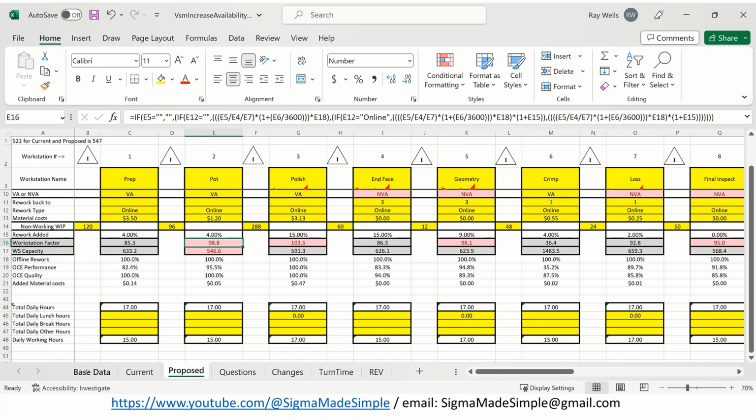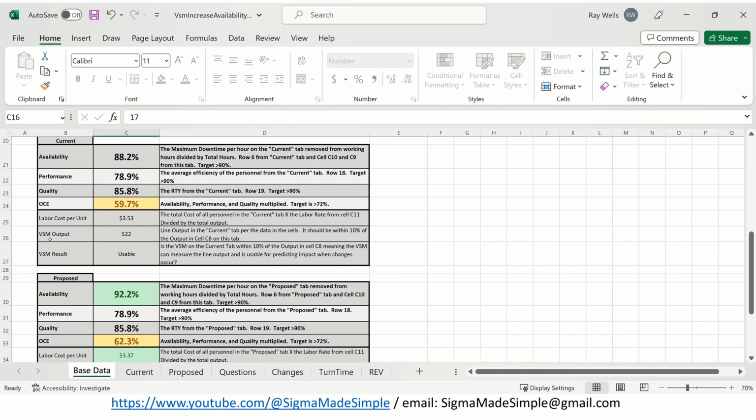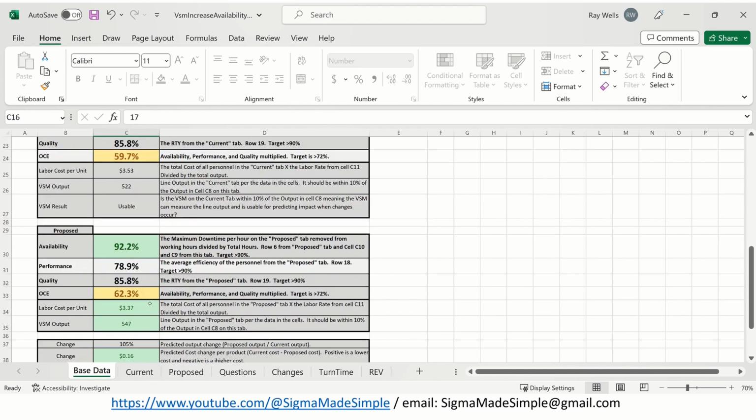So if we look at the base data again, your availability goes from 88.2 to 92.2. And you're saying, well, why doesn't it go to 100? Well, because you're only more fully utilizing a smaller portion. Now, yes, it's the portion that's going to make the biggest difference for your output, but you still have some availability that's missing. Your OCE goes from 59.7 to 62.3. And your labor cost per unit goes from $3.53 to $3.37. Your output will go up.